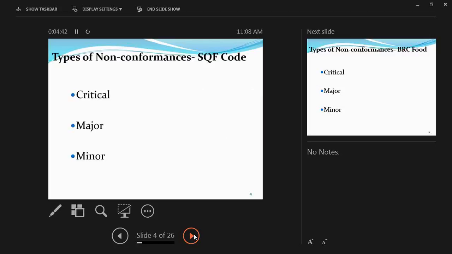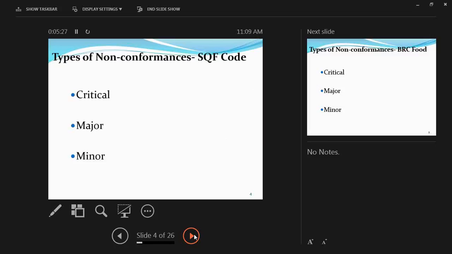A major nonconformity is an omission or deficiency in the SQF system producing unsatisfactory conditions that carry a food safety or quality risk and likely to result in a system element breakdown. A system element breakdown will lead to a major nonconformity, whereas a minor nonconformity is an omission or deficiency in the SQF system that produces unsatisfactory conditions that, if not addressed, may lead to a risk to food safety or quality, but not likely to cause a system element breakdown. So under the SQF code, these are the three different types of nonconformities.